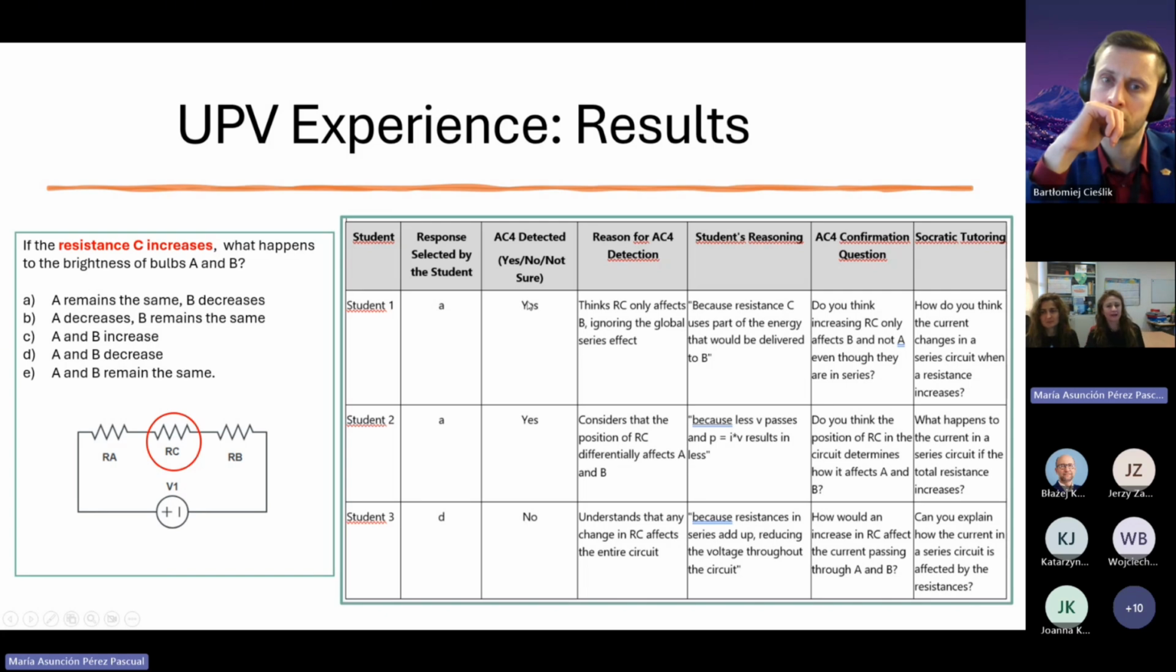perfectly. We asked the artificial intelligence to give a reason for this identification, and it reasoned perfectly: "Thinks resistance C only affects B, ignoring the global series effect." It is perfect. And we asked the artificial intelligence for a confirmation question and for Socratic tutoring. And these questions are perfect, they are the same questions that Maria José or I did to our students.